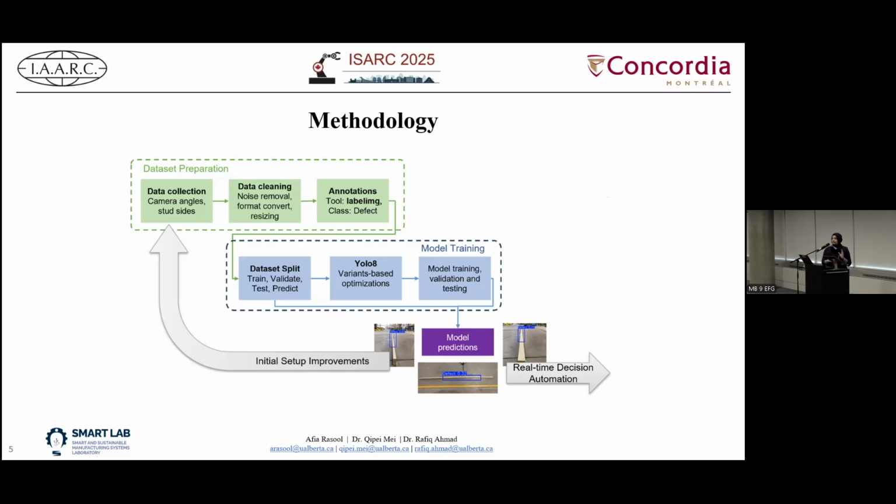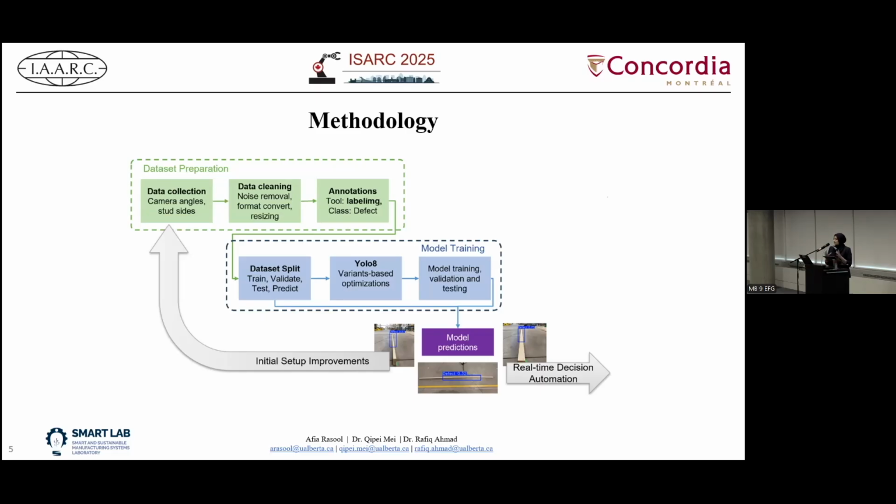So here is an overview of the methodology that we have adopted. It starts with the dataset preparation, of course. We collected the data with different camera angles and stud sides, and then we did some data cleaning that involves noise removal, format conversion, and resizing. Then we did the manual annotations using the LabelImg tool. Right now, there is only one defect class, which is defect, and we categorize it as the structural defects.